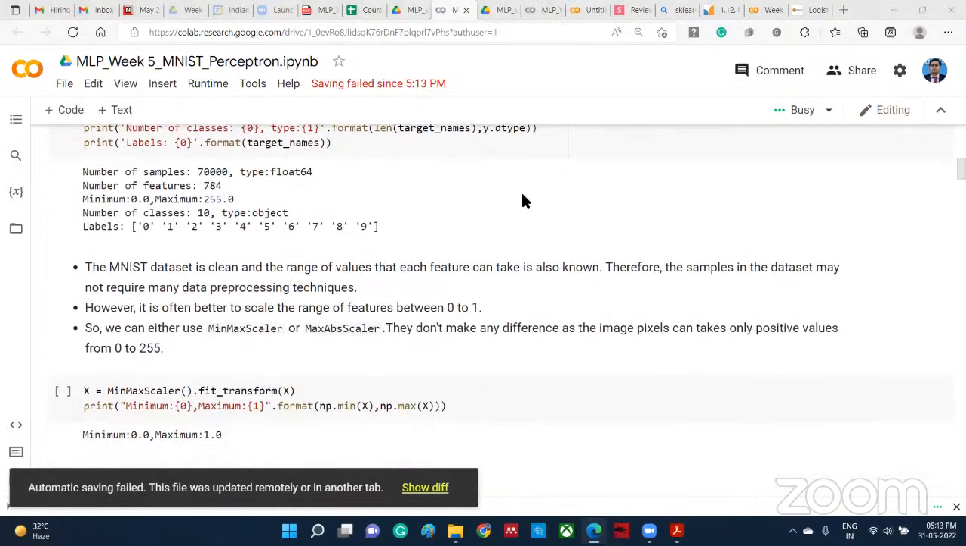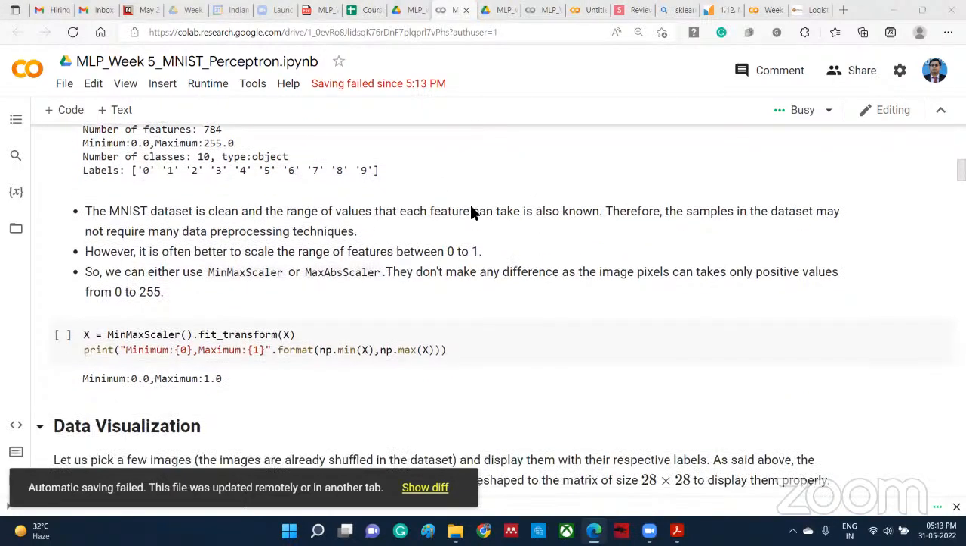Now the MNIST dataset is clean and the range of values that the features can take is also known. Therefore, the samples in this dataset may not require many data preprocessing techniques. So MNIST is a standard dataset and does not need much preprocessing. But still, what we are doing is scaling the range of the features between 0 and 1.